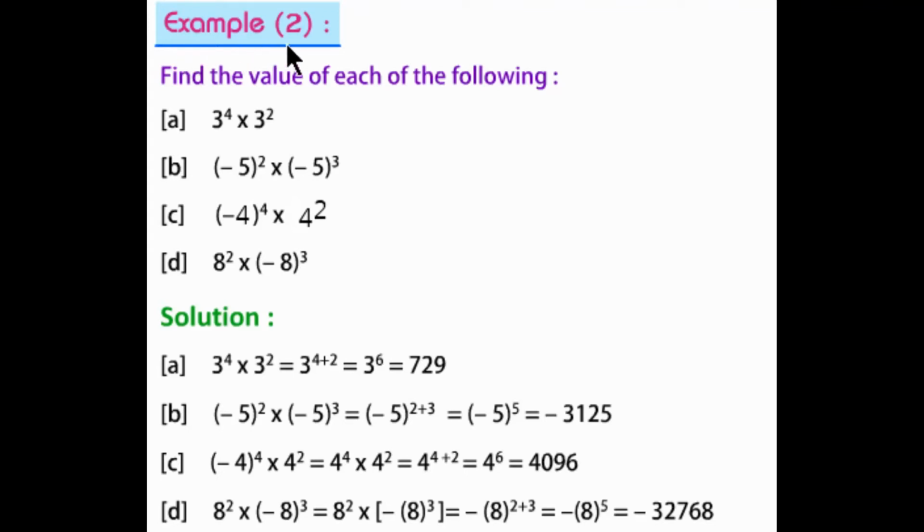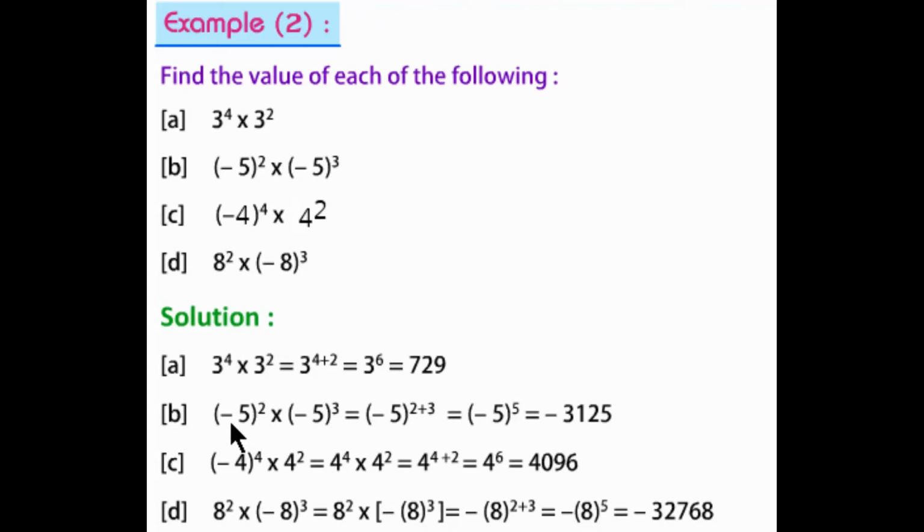Example 2. Find the value of each of the following. A. 3 to the power 4 times 3 to the power 2. Solution. 3 to the power 4 times 3 to the power 2 equals 3 to the power 4 plus 2, equals 3 to the power 6, equals 729.